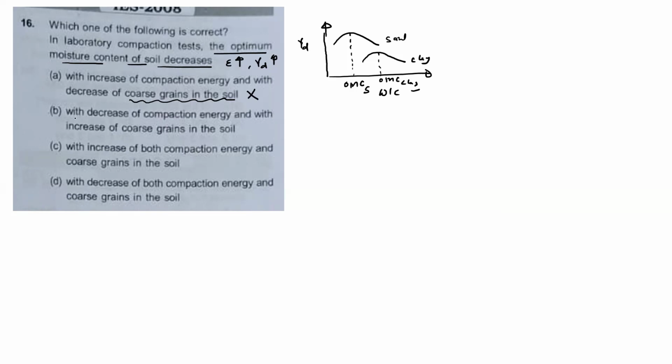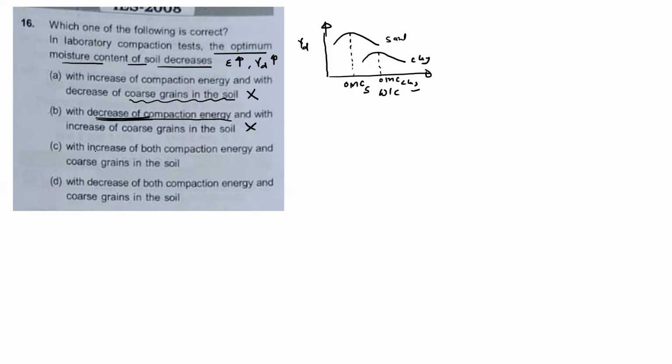Now option B is, with increase of compaction energy, optimum moisture content decreases, and with increase in coarse grain in the soil, there is decrease in compaction energy. No, the optimum moisture content of soil decreases if there is increase in compaction energy. So this statement is wrong. Not decrease, this will increase. So this is also incorrect.